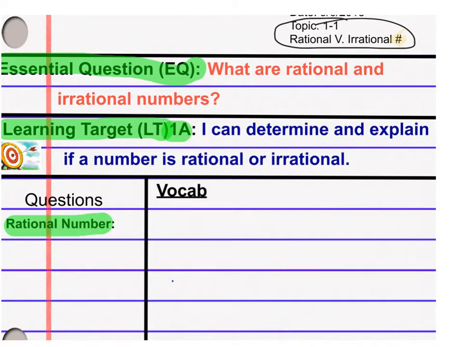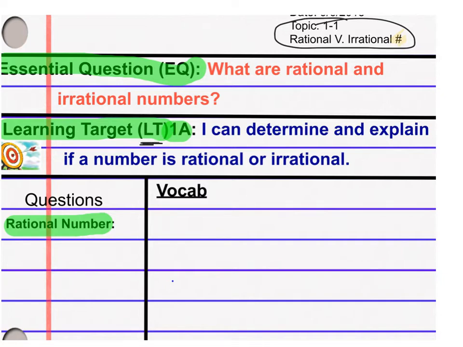Then you are going to write essential question, and I always tell students if they want to abbreviate, just write the letters EQ, that would be fine. You don't have to write out the whole phrase, but EQ, and then highlight that, and copy our essential question for this lesson. What are rational and irrational numbers? That is the whole point of this video and this lesson, to learn what a rational and what an irrational number is. If you need to pause the video, if this is going too fast, you always have that option.